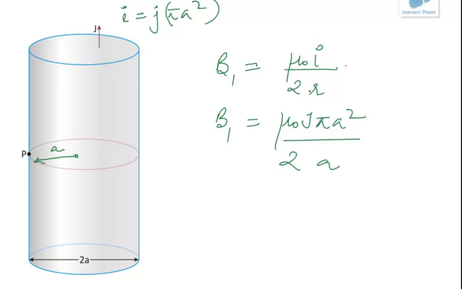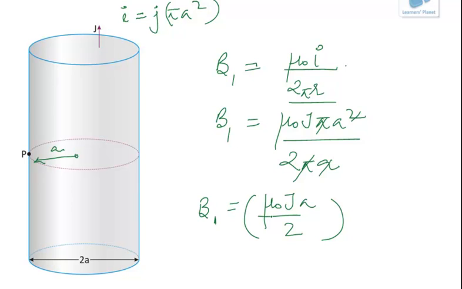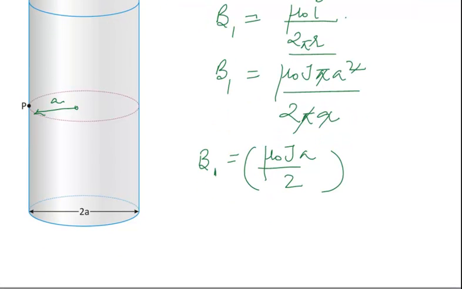I'm sorry, I had not considered this. It is actually 2 pi r. Okay, the magnetic field is mu naught I upon 2 pi r. So we have pi cancelling out, and this cancels out the square. So the magnitude of the magnetic field at this point is mu naught Ja by 2. Okay, and it will be tangential in this direction. Okay, that we can understand.